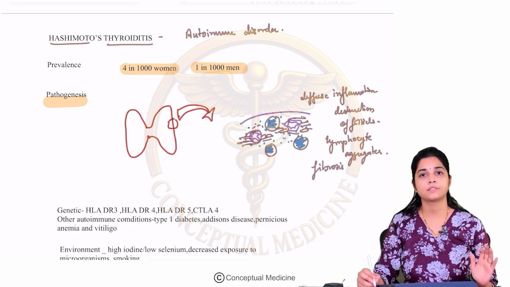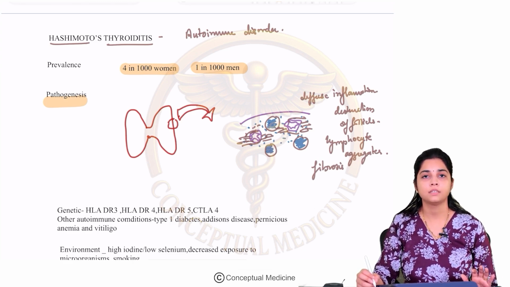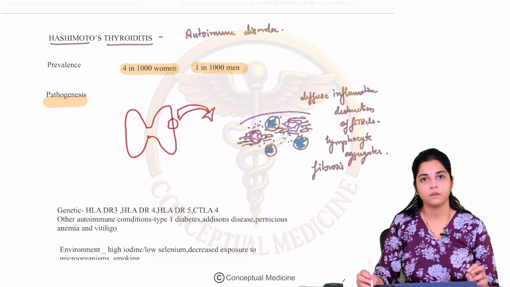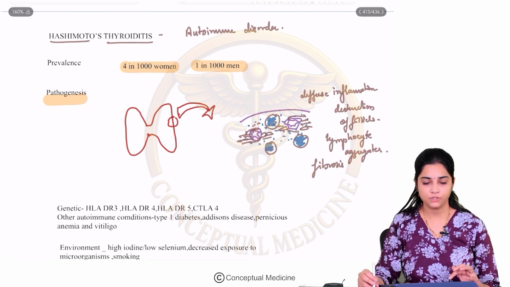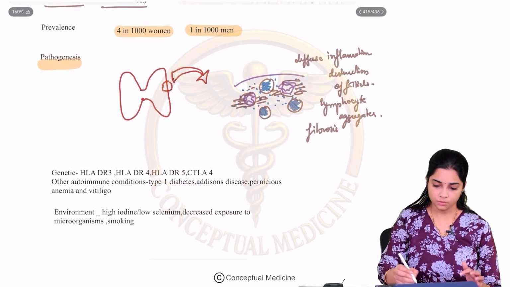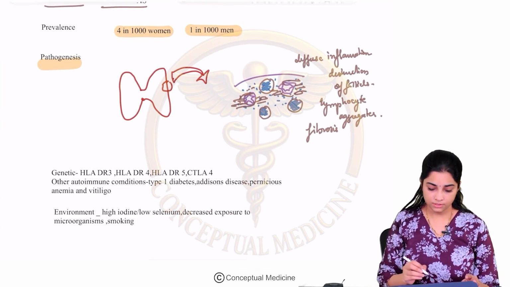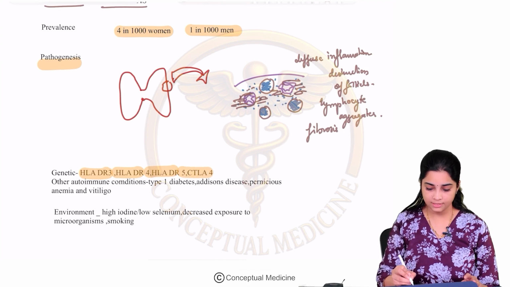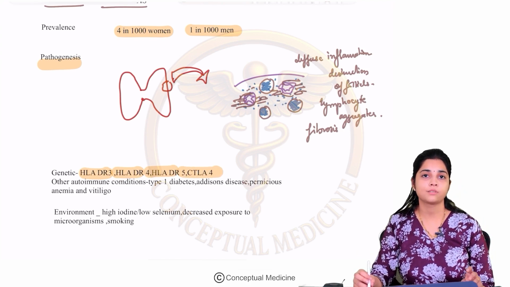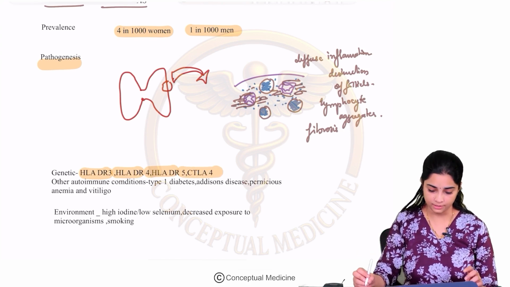There can be complete destruction of the gland, finally resulting in a permanent hypothyroidism. Okay, so this is about your pathogenesis of your Hashimoto's thyroiditis. So what are the genetic features, genetic associations? HLA-DR3, 4, 5 and CTLA-4 are your genetic associations of Hashimoto's thyroiditis.